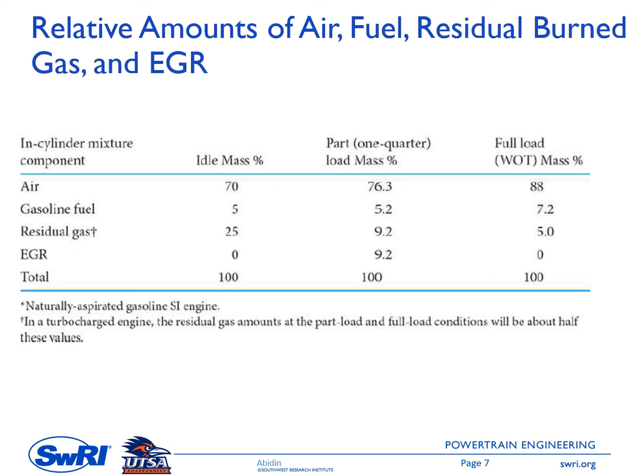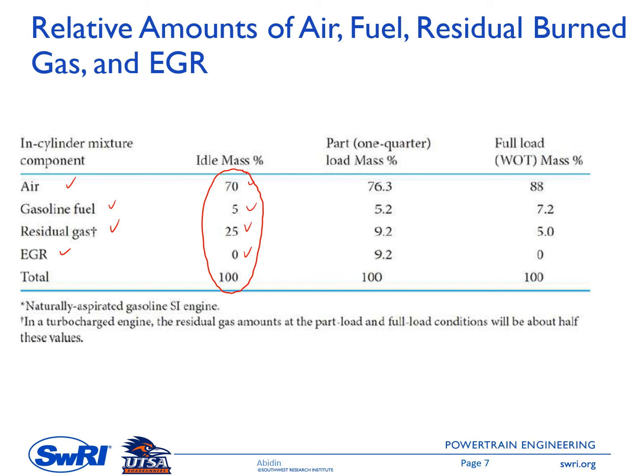This table is showing the percentage by mass of in-cylinder unburned mixture components. So we have air, and then we have fuel, and then we have residual. The residual here is the burned gas from the previous cycle, and then we have EGR to control the NOx emission. So this is the mixture composition at the idle operating condition. We don't have EGR usually, and then the residual is pretty high, 25%, and then air is 70% and gasoline fuel is 5%.